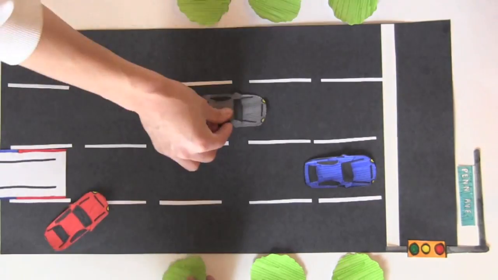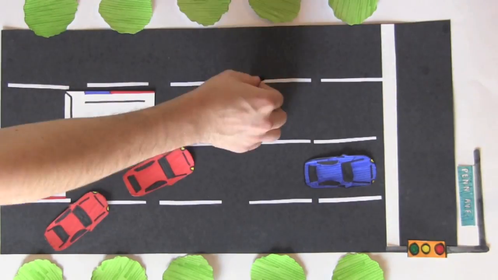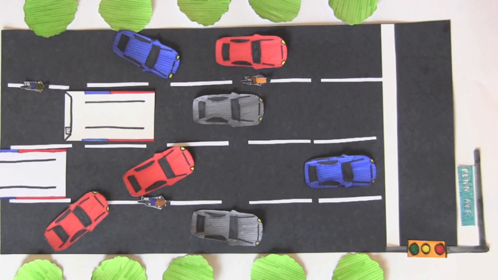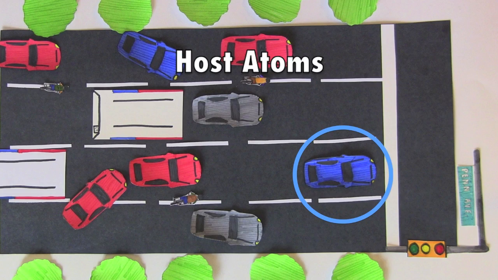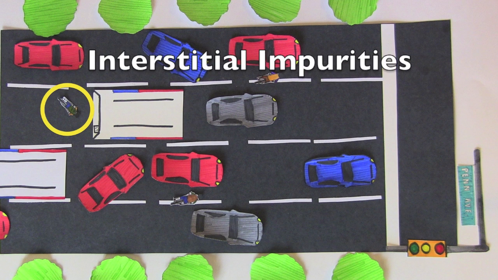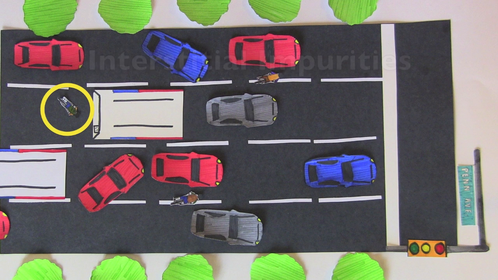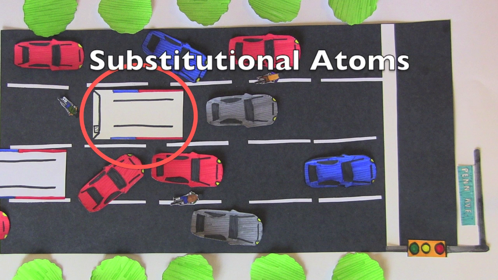Imagine you are at a stoplight on Penn Avenue watching a group of cars slowly edge up to the light. Among the group, there are a few bicyclists and SEPTA buses. In this analogy, the similar sized cars represent the host atoms. The bicycles represent the interstitial impurities, and the buses represent larger substitutional atoms.